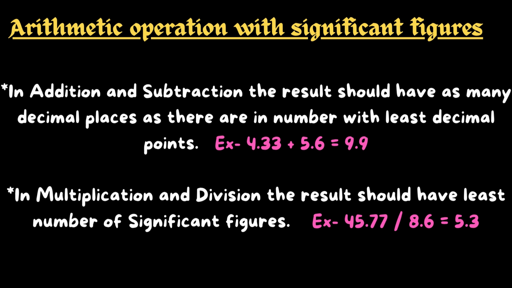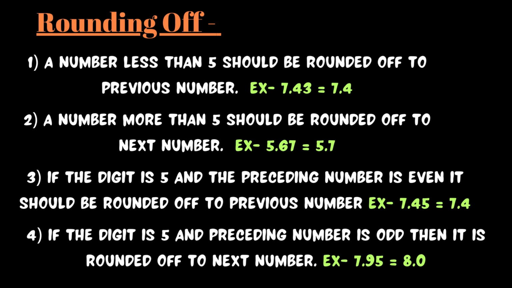The next topic is rounding off. So, what do you know about rounding off? We have heard from childhood about rounding off, and we have seen in many shops shirts priced 99 and 49, etc. Not really, but coming to the rules of rounding off, there are 4 rules, students. The first rule is a number less than 5 should be rounded off to the previous number.